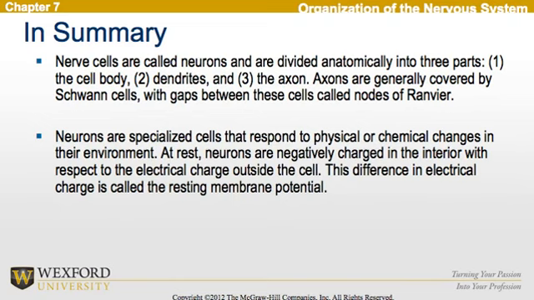In summary, nerve cells are called neurons and are divided anatomically into 3 parts: the cell body, dendrites, and the axon. Axons are generally covered by Schwann cells, with gaps between these cells called nodes of Ranvier. Neurons are specialized cells that respond to physical or chemical changes in their environment. At rest, the neurons are negatively charged in the interior with respect to the electrical charge outside the cell. The difference in the electrical charge is called the resting membrane potential.